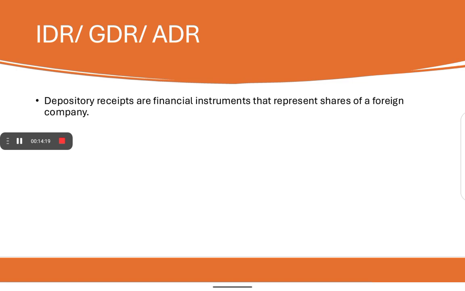Depository receipts are of two types, sponsored depository receipts and unsponsored depository receipts. Sponsored depository receipts are those which are issued by the companies, whereas unsponsored depository receipts are those which are issued by the individual investors or shareholders. They also have two-way fungibility. That is, a depository receipt can be converted into shares and shares can be converted into a depository receipt. So these are the financial instruments that represent shares of a foreign company.